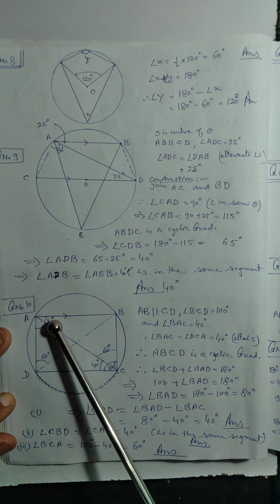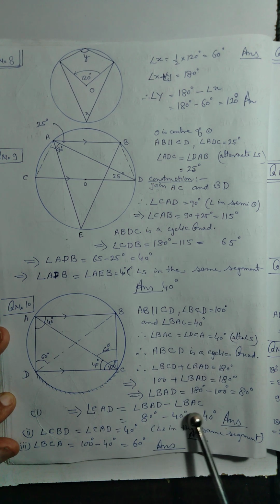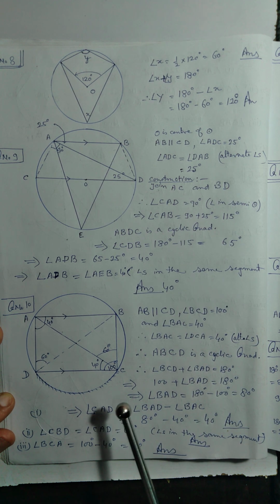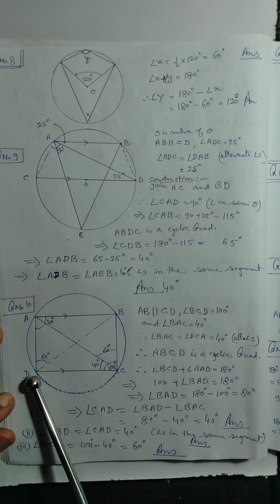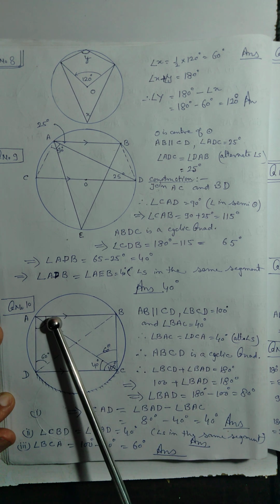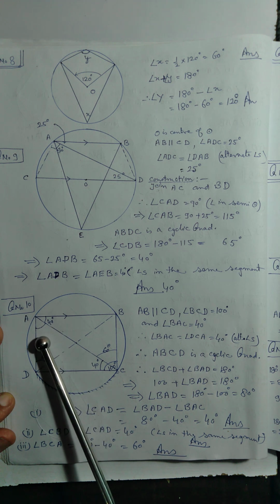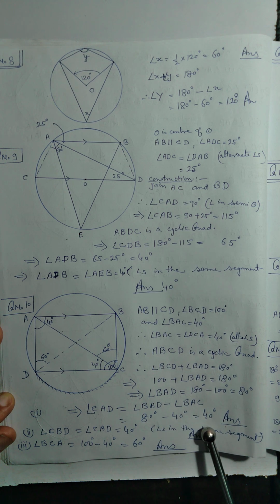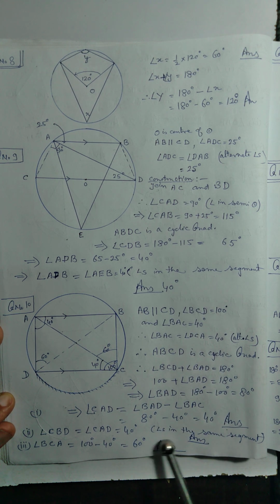ये टोटल एंगल कितना हो गया? 80 डिग्री. Now CAD will be also 40 degree because total angle is 80. So out of 80 minus 40, that is again it is 40 degree. That is why I have written 80 minus 40, it is 40 degree. This is the answer of that question.